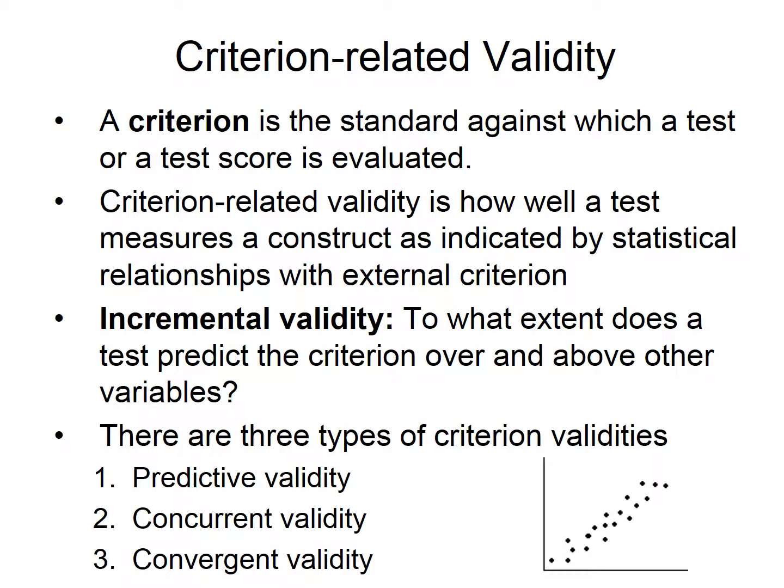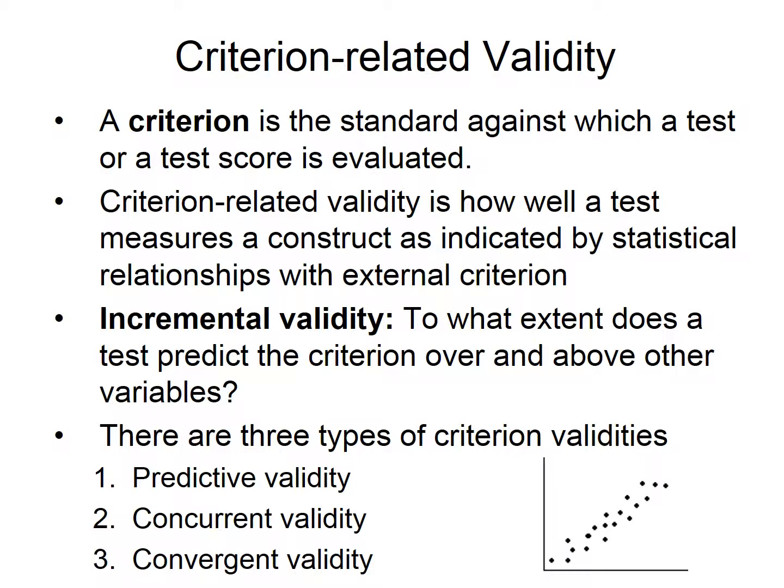Remember, we've already determined that it's reliable to be moving on to this next phase. What we're now looking at is the measure that we're validating: is it related to other criterion? Criterion simply means a marker or a measure or a standard. So a criterion is the standard against which a test or a test score is evaluated for validity. Criterion-related validity is how well a test measures a construct as indicated by the statistical relationships with external criteria. In other words, things that aren't the test itself.